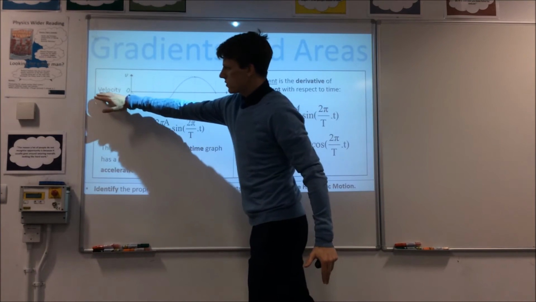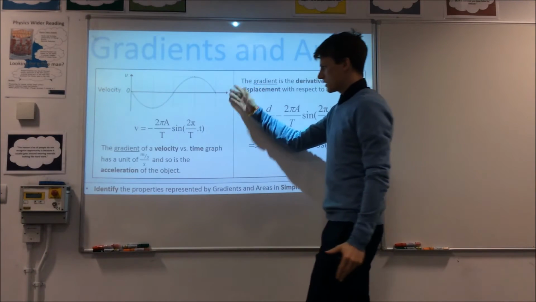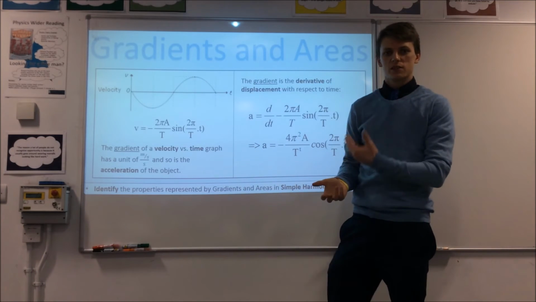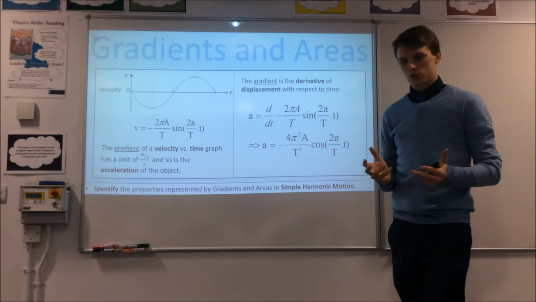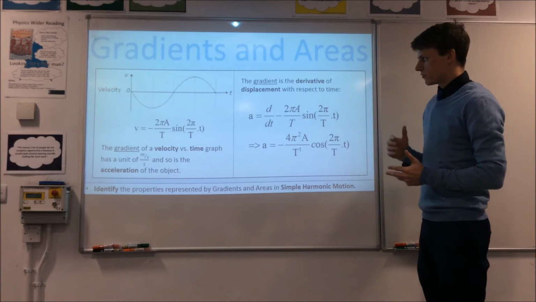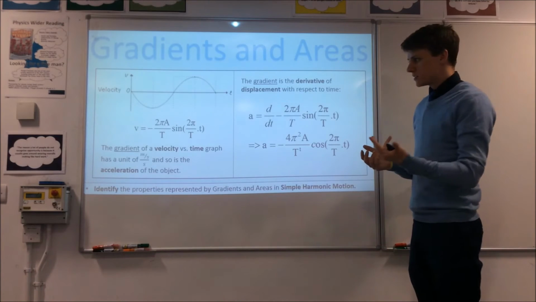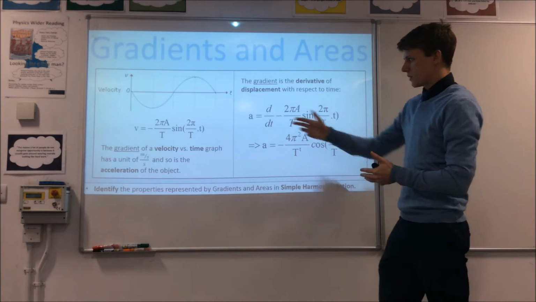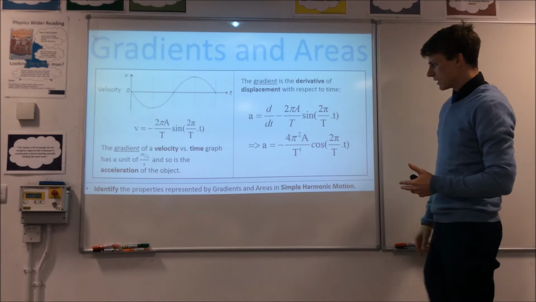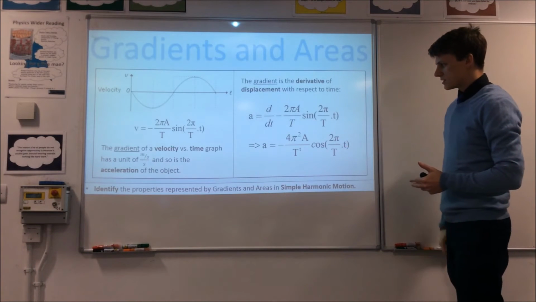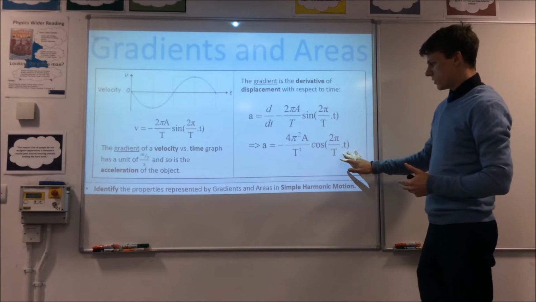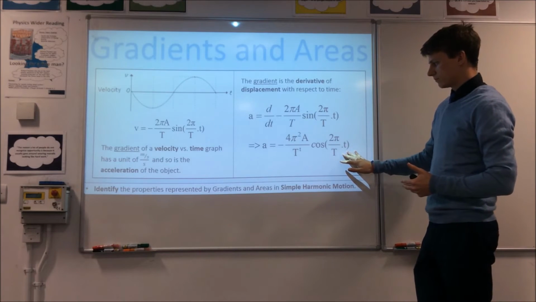The y-axis, we have a unit of meters per second. X-axis, we have a unit of second, which means the unit of the gradient is meters per second squared, which means it's an acceleration. Okay, so again, same process as before. If we want the gradient, we need the derivative of the equation of the graph with respect to what's on the x-axis. So that's what you can see going on here. And then again, we get down to this equation right here, the equation for the acceleration of an object.